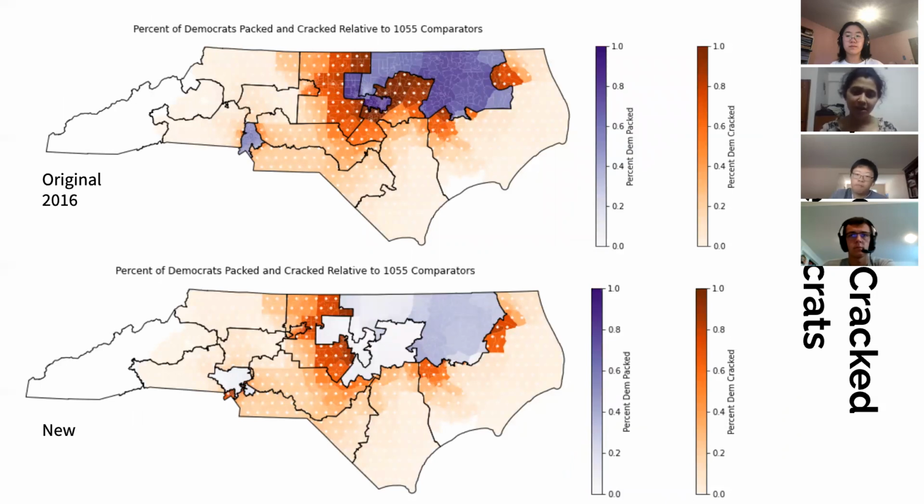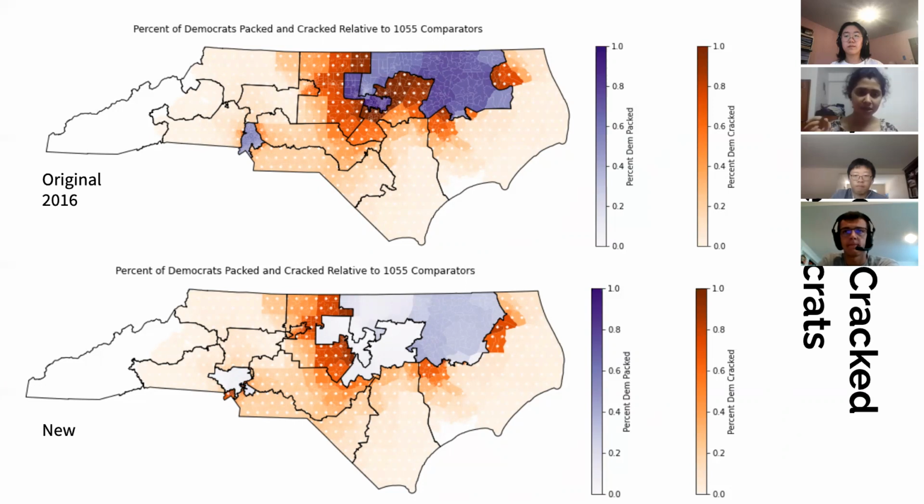Further visuals to clarify what exactly the notions of cracking and packing look like after we have run our algorithm on the states. So in the original case, districts 1, 4, and 12, indicated by the heavy concentration of charcoal, were largely instances of large Democratic packing. And after we run our algorithm, we have virtually eliminated this kind of packing in our new map.